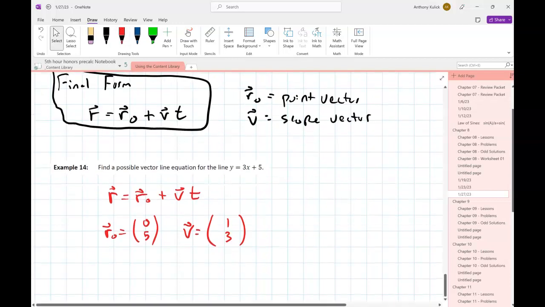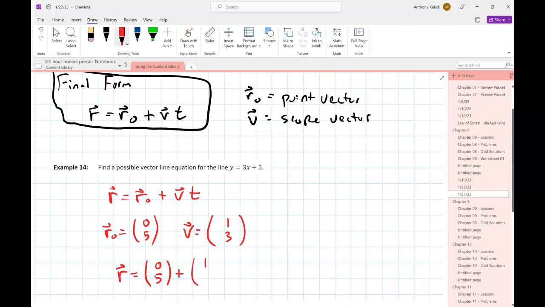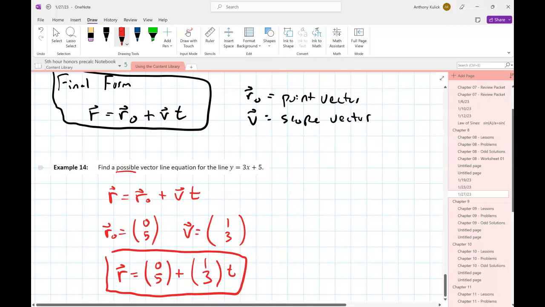Are these the only possible values I could pick? No, right? I could pick any point on the line, like I could have done 1, 8 or negative 1, 2 or whatever. Even the slope vector, I could have written it as negative 1, negative 3 or 2, 6. Anything that's equivalent slope-wise. So there's infinitely many answers to this. That's why it says a possible. Now, I don't know why you'd write it any other way than this, but you could. It's not wrong. Now, that was pretty easy, right?